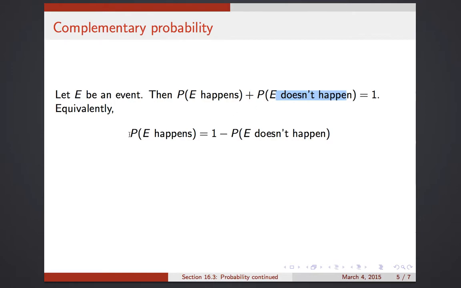Okay. The complementary probability rule is this equation right here. If this first equation is true, P of E plus P of not E is 1, you can just move the P of not E over to the other side and you get this: the probability that E happens is equal to 1 minus the probability that E does not happen.